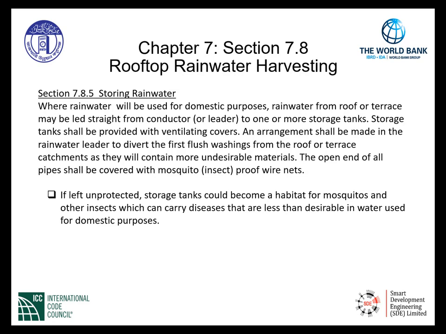The open end of all pipes shall be covered with mosquito or insect-proof wire nets. If left unprotected, storage tanks could become a habitat for mosquitoes and other insects, which can carry diseases that are less than desirable in water used for domestic purposes. And also indicated was to divert the first flush washings of rainwater. This will allow a lot of sediment and debris, plant material, to be purged and not enter the storage container based on the first flushing.